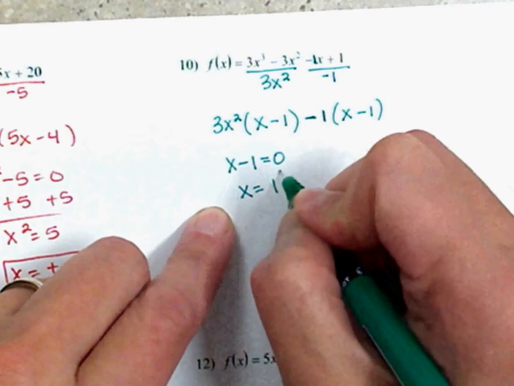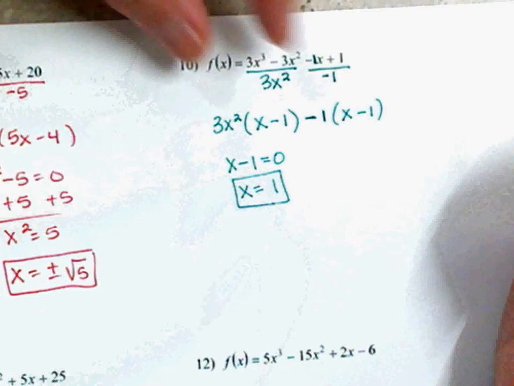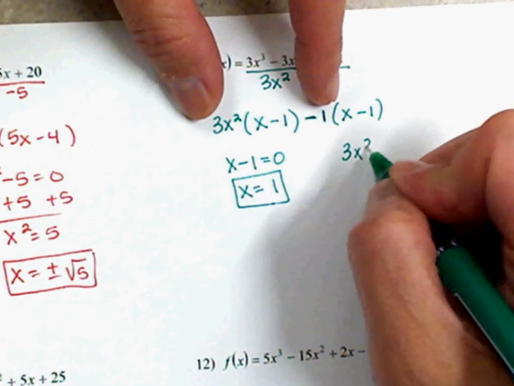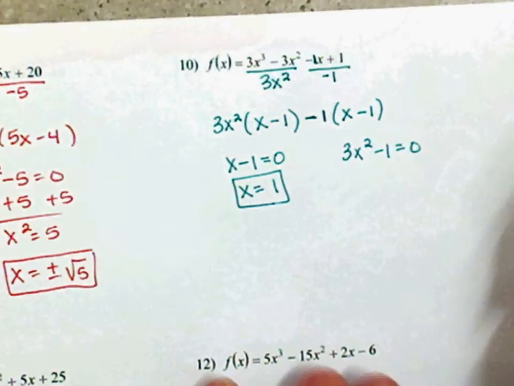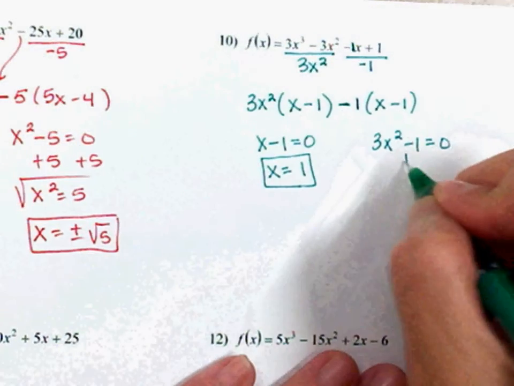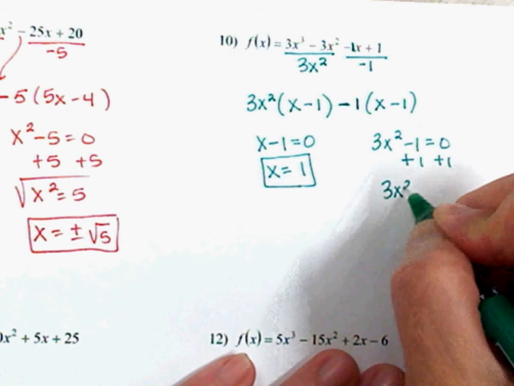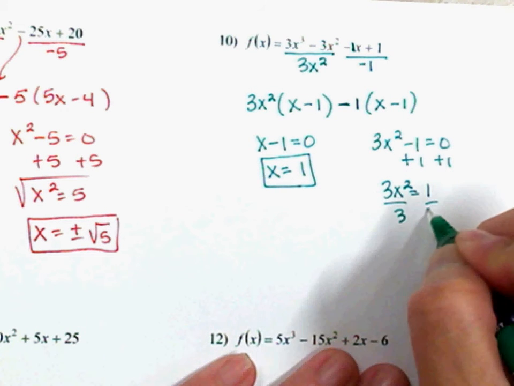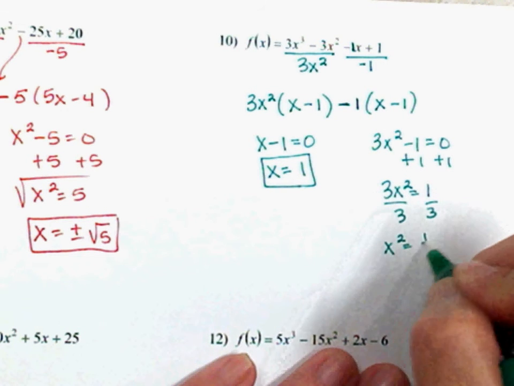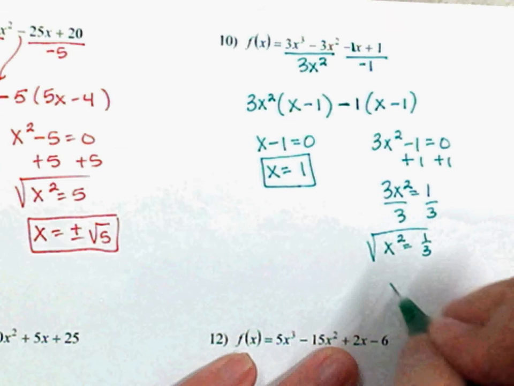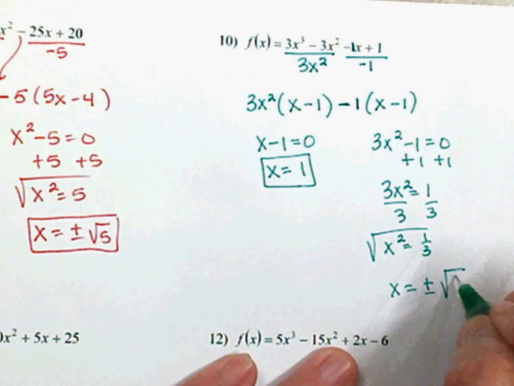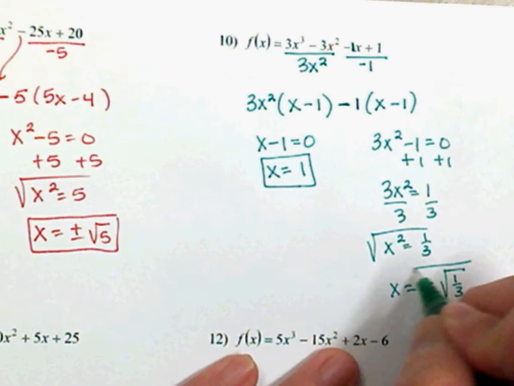Add 1 to both sides. Oddballs, 3x squared minus 1. Set that equal to 0. Add 1. 3x squared equals 1. Divide by 3. X squared equals 1/3. Take a square root. X is plus or minus square root of 1 over 3. No negative under the radical. You are finished.